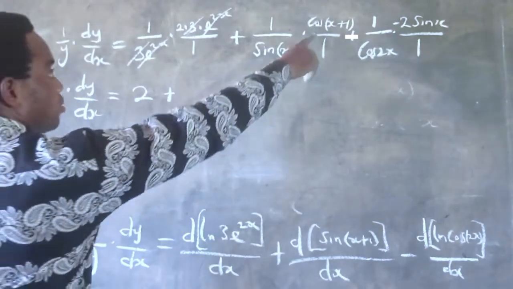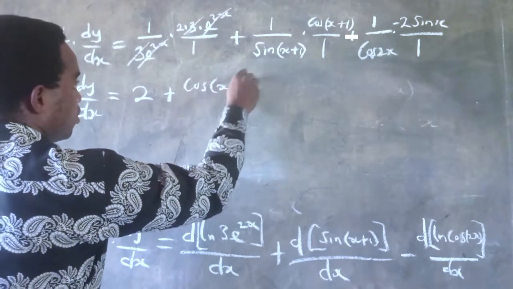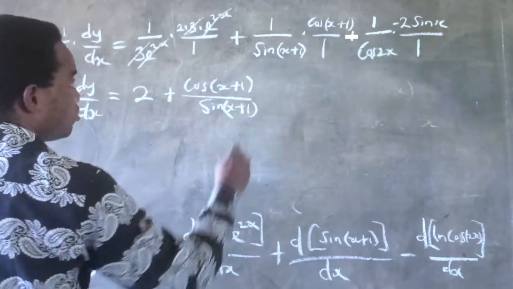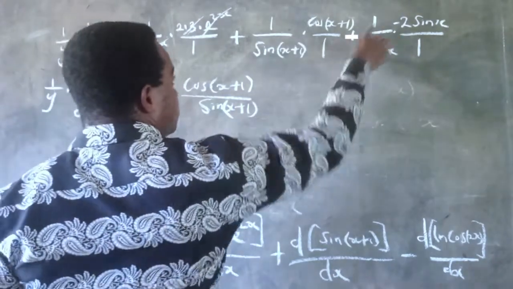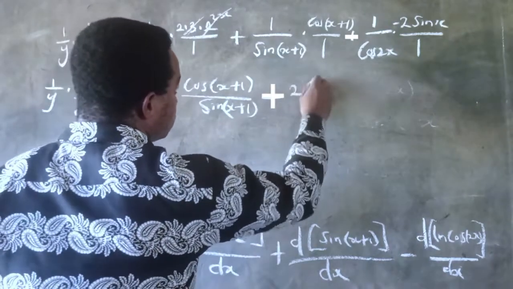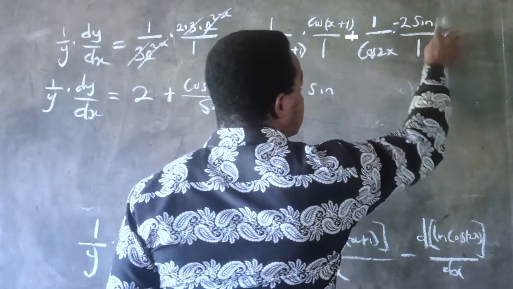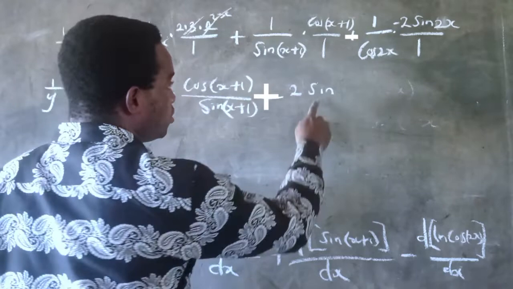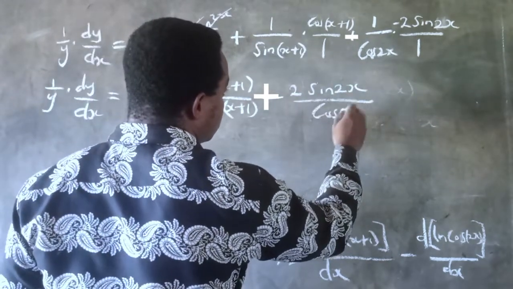So there, let us write that in this form, cos x plus 1 all over sine x plus 1 and plus 2 sine 2x all over cos 2x.